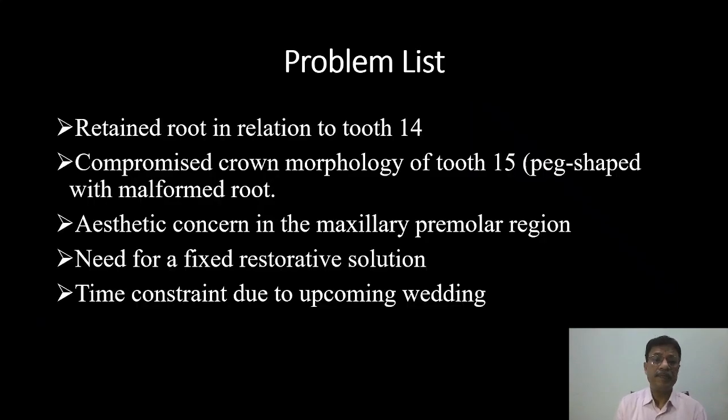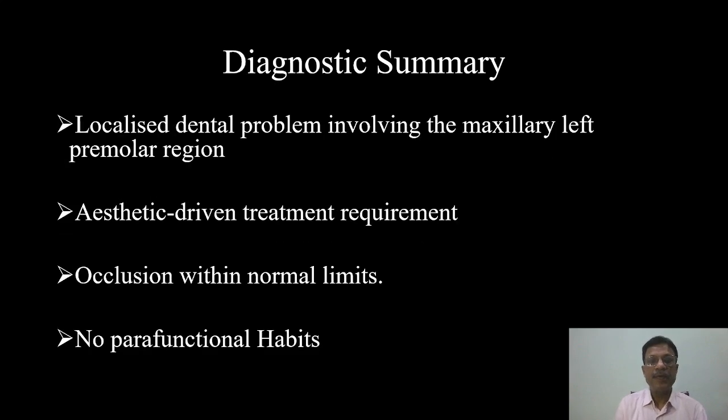Now what is the problem? The main problems of this patient are the retained root in 14 and the compromised crown morphology in 15. He needs some aesthetic correction in the premolar region, and he needs a fixed solution, that means a fixed type of restoration. There is also a time concern so that he can attend his wedding.